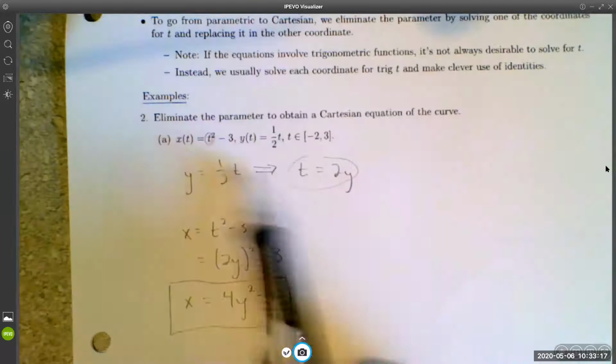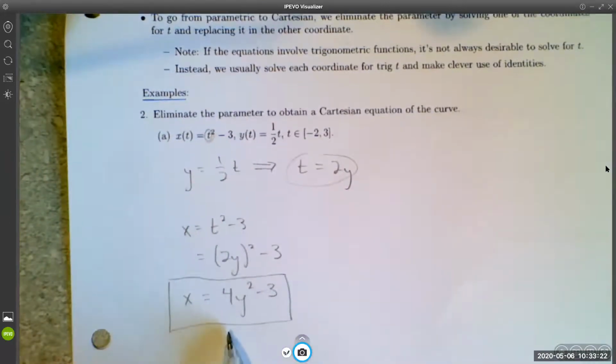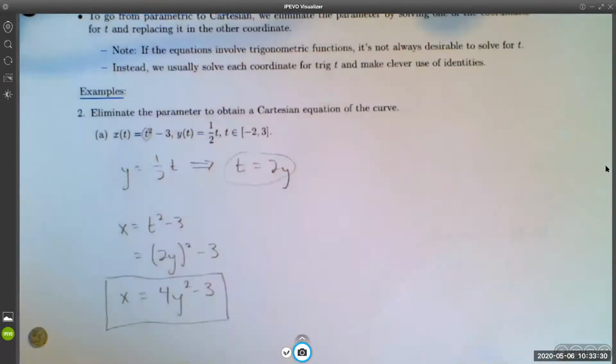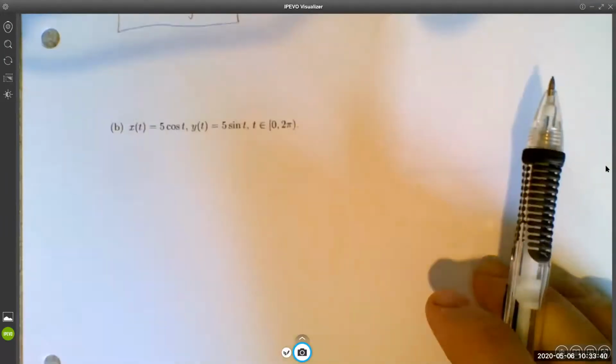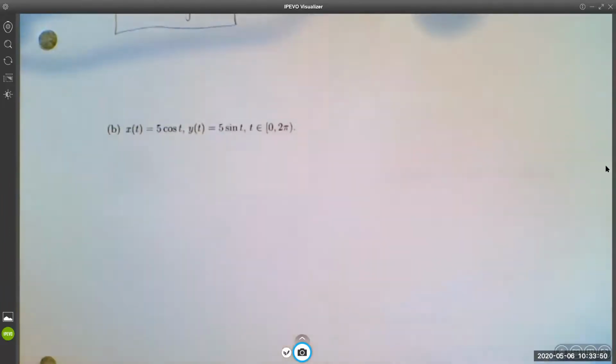By the way, I should have mentioned, this is the same example as example 1a that we graphed. And you can see now that it really is this parabola that we were looking at before. Okay, so that's that. Here's another one. Now this one has some trig involved. This is the same as example 1b, which we are assuming is a circle. But let's see if we can change this into rectangular form to verify that it should in fact be a circle.